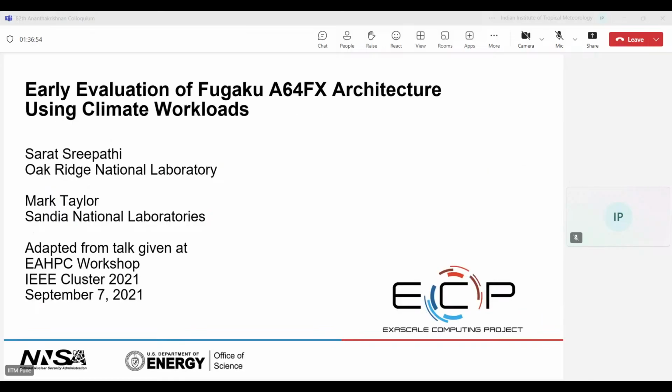I have a few topics, but I don't want to get into too much, so I will skip a few slides. The idea was, whenever you have a new architecture, how would you address it? How would you evaluate it for your climate workloads? That might be relevant as you're looking at new architectures for your workloads.